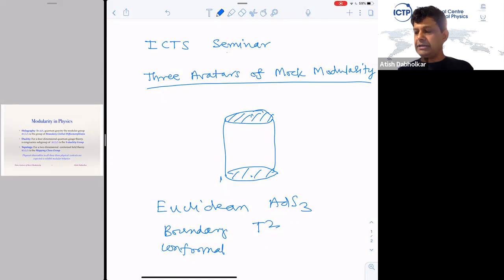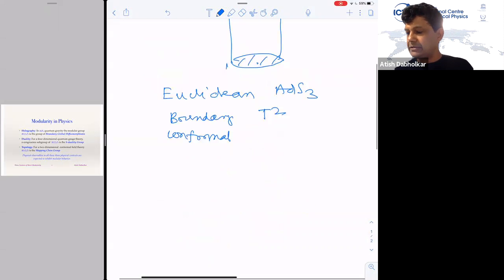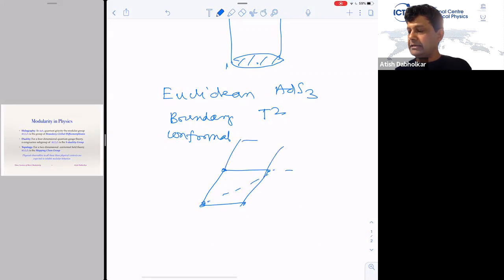And now the global diffeomorphisms of this T2. So you can think of this T2 as a torus at the boundary. And it's a lattice basically. You can relabel the basis vectors any way which you like. It doesn't change the torus. And that is the SL(2,Z) symmetry.